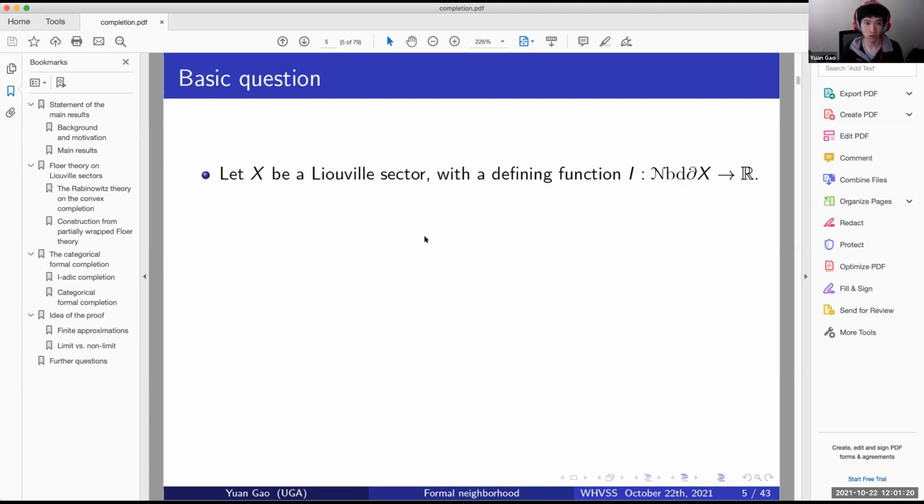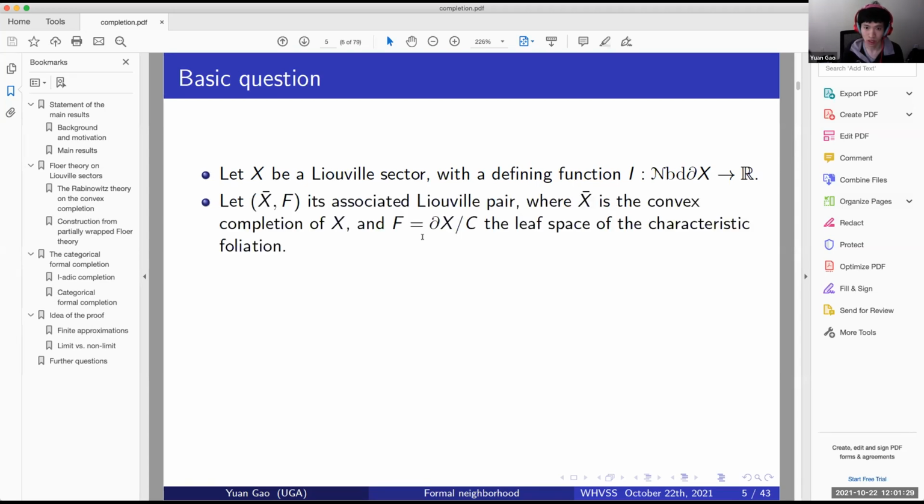So for our talk, we're going to focus on a Liouville sector, say X, with a defining function on a neighborhood of X. To X, there's associated a unique up to deformation equivalence Liouville pair, which I denote by (X bar, F), where F can be obtained by quotienting the boundary of X by the characteristic foliation.